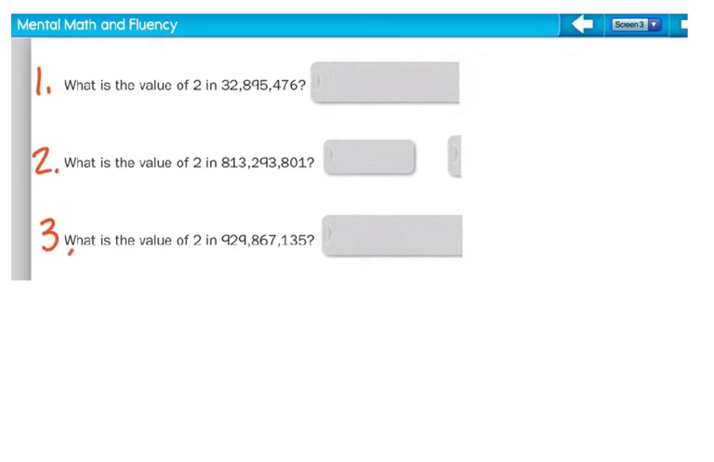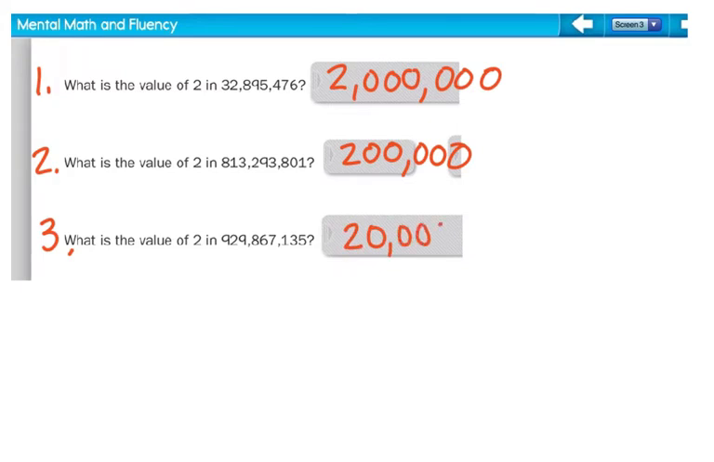The value of the 2 in each one of those numbers. In fact, why don't you go ahead and practice saying those numbers aloud? Pause the video. Complete the task. The value of the 2 in 32,895,476 is 2 million. The value of the 2 in 813,293,801 is 200,000. And the value of the 2 in 929,867,135 is 20 million.